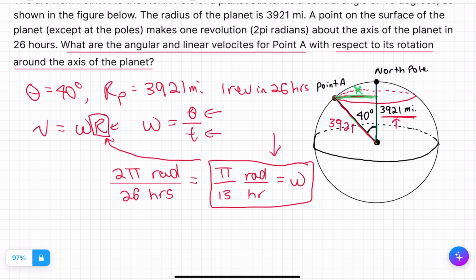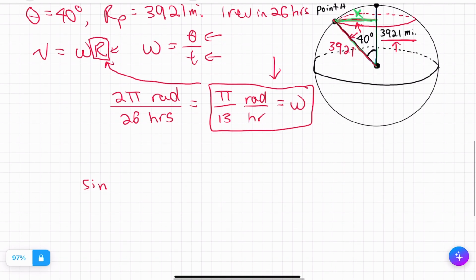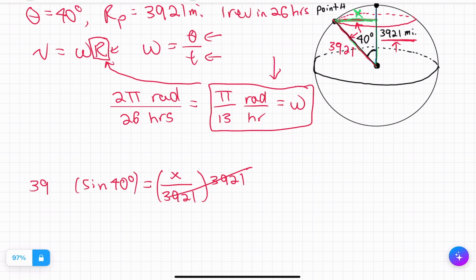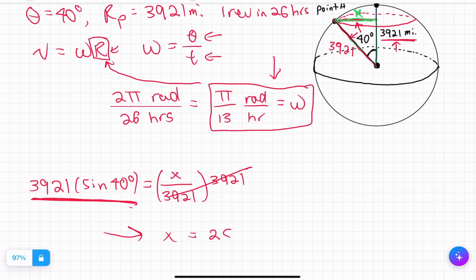And we have an angle, so we can use sine. We have information opposite of our angle, and we have the hypotenuse. So let's plug that in. We have sine of 40 degrees is equal to our opposite information, or the radius that we're trying to find, over the hypotenuse. We need to solve for x. To do that, we can multiply this side by 3,921, and we cancel. And then we need to multiply this side by 3,921. Plug this part into your calculator, and when you do that, you should get 2,520.4. And this is our radius.